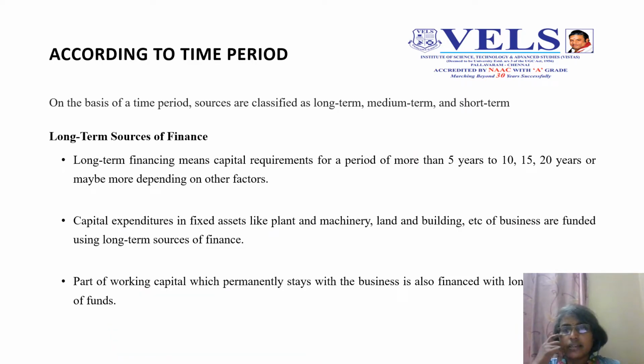Then according to time period, as I said, one of the classifications is the long-term source of finance. When a loan or a source is available for a period of more than 5 years, or 10 years, or 15 years, then we can classify that under the category of long-term sources of finance. These are mostly used for purchasing plants, machineries, land and building, and for other long-term purposes. A part of the working capital can also be financed with the help of long-term source of finance. The working capital can be classified as permanent working capital as well as temporary working capital. Permanent working capital is a fixed one, so that can be financed with the help of long-term source of finance.